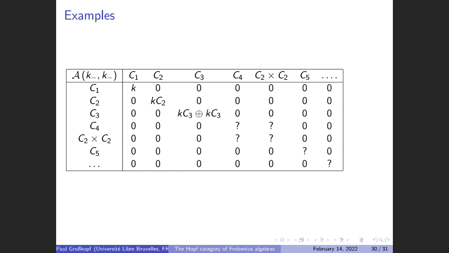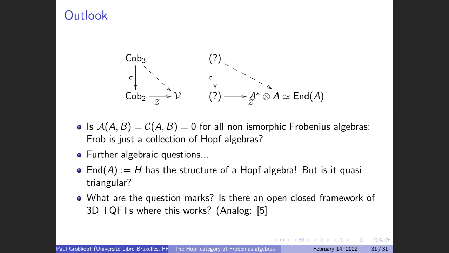To close my presentation, I also want to give some outlook on how this research could go on. Another way of asking whether there is a co-measuring between non-isomorphic Frobenius algebras is asking: is this constructed non-classical category just a collection of Hopf algebras, or is there actual material between these non-isomorphic Frobenius algebras? And we can carry on with these algebraic questions I mentioned.